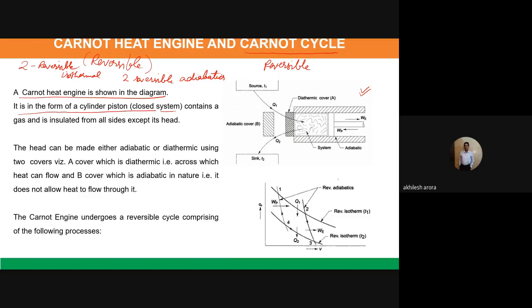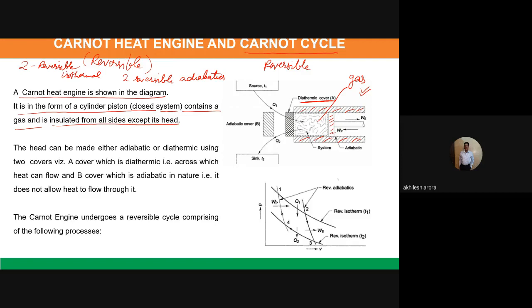It's basically a closed system and contains a gas and is insulated from all sides except its head. You can see here, this is actually insulation. Here also it is insulated. This is the cylinder part, and here we have the piston, and there is a gas here, and its head there is a diathermic wall. Diathermic wall, or diathermic cover, means the heat transfer through it can take place.